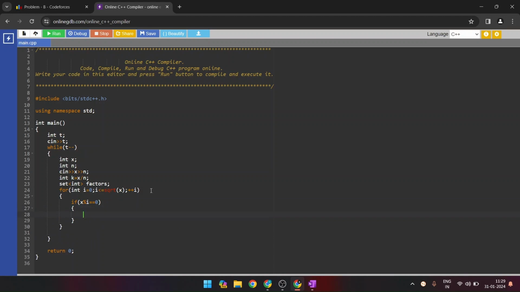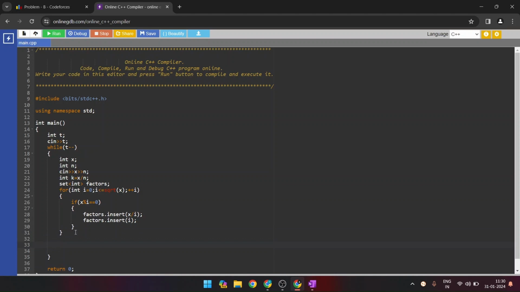I will insert into factors, with factors dot insert, x by i, and you will also insert your i. From this you have ensured that if your x by i and i are the same, as it is a set, it won't matter. So all the elements in the set will always be unique.